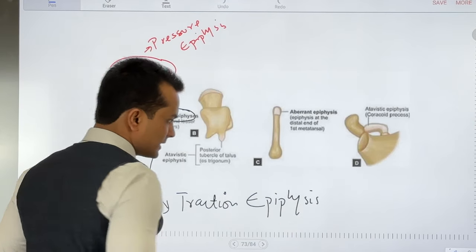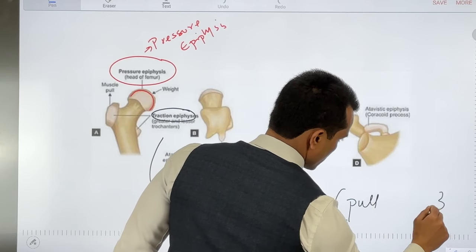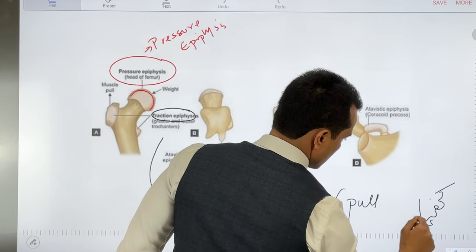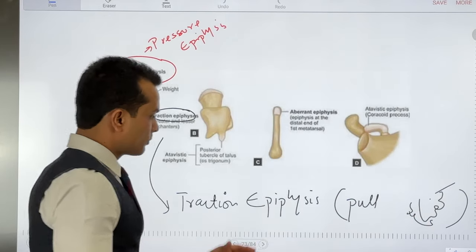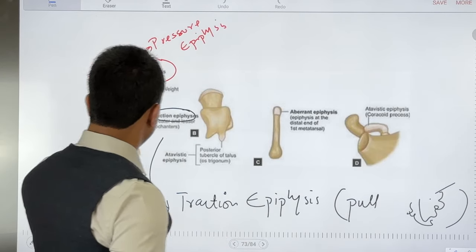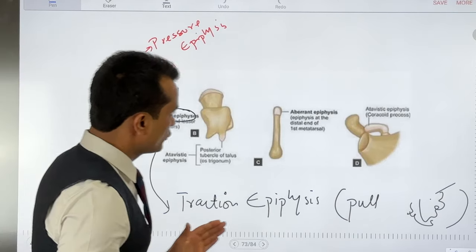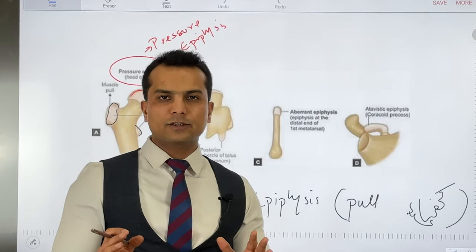Traction epiphyses. Traction means pull. So pull. Traction means pull. Okay, so pull. Have you seen the greater trochanter and the lesser trochanter? Or you will see, in the humerus, the greater and lesser tubercle.